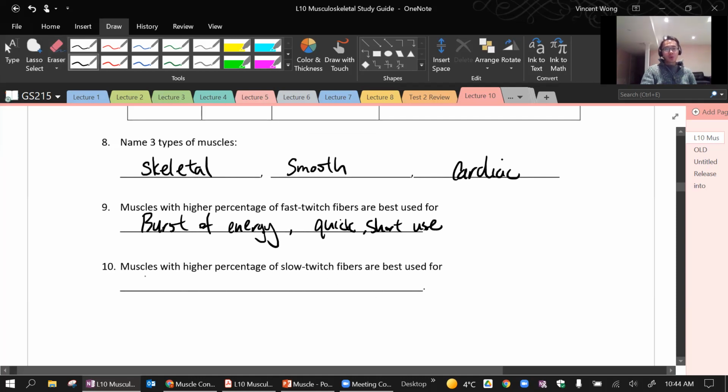High percentage of slow twitch fibers. This is for endurance. Postural support.